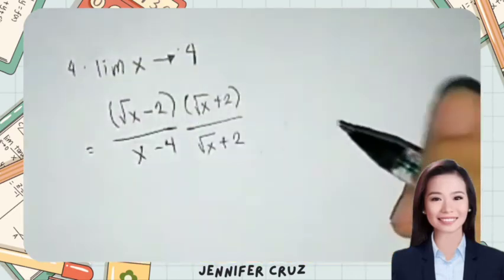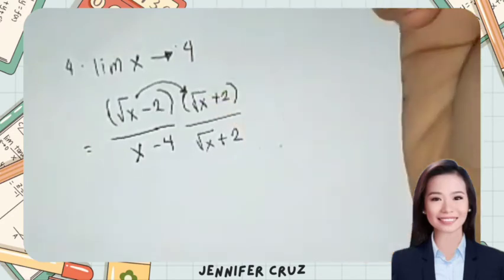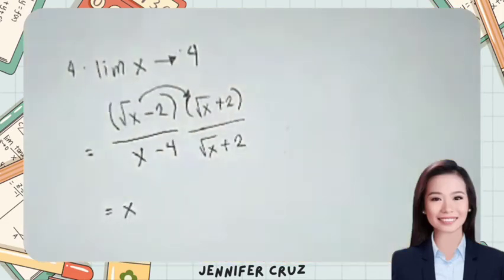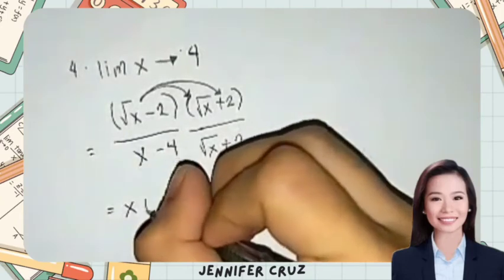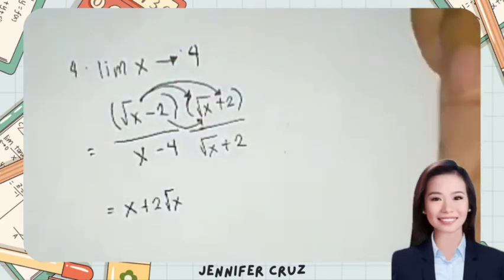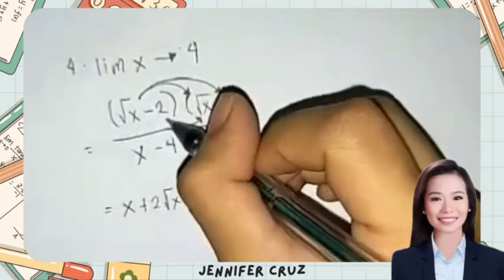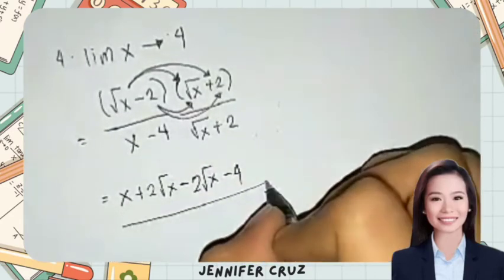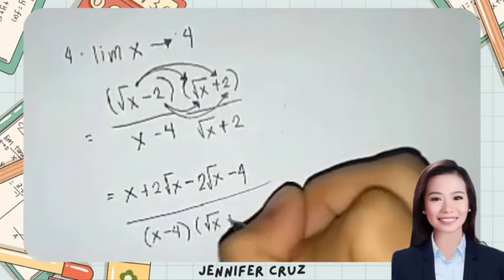So, ang next step is to do the FOIL method in the numerator. Square root of x multiplied by square root of x will give you an answer of square root of x squared, pero ang isusulat natin is x. Then, square root of x multiplied by positive 2 will give you positive 2 square root of x. Then, negative 2 multiplied by square root of x will give you negative 2 square root of x. Then, 2 multiplied by negative 2 will give you negative 4. Over, copy the denominator: the quantity of x minus 4 multiplied by square root of x plus 2.